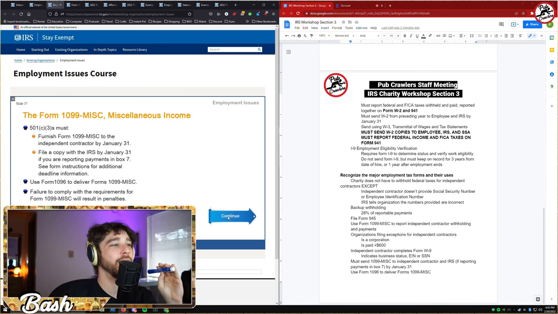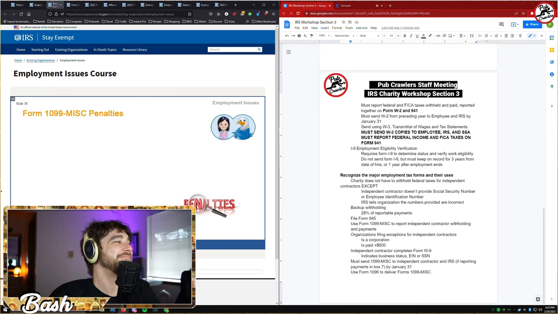It would be very hard. It would be very hard if you wanted to. You mentioned penalties for not complying with Form 1099 miscellaneous requirements.